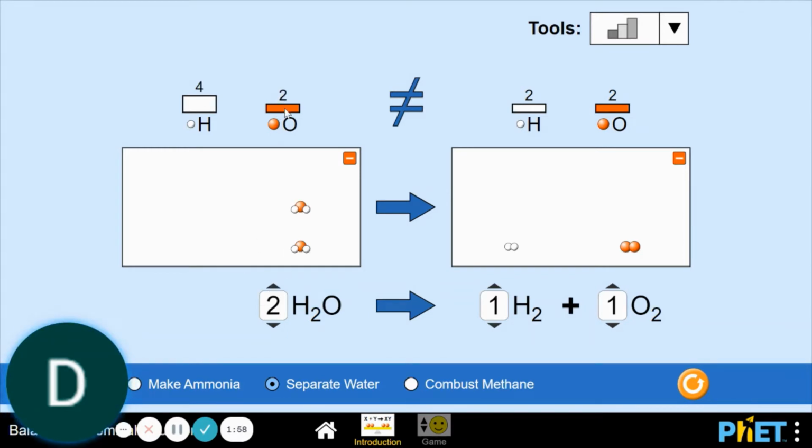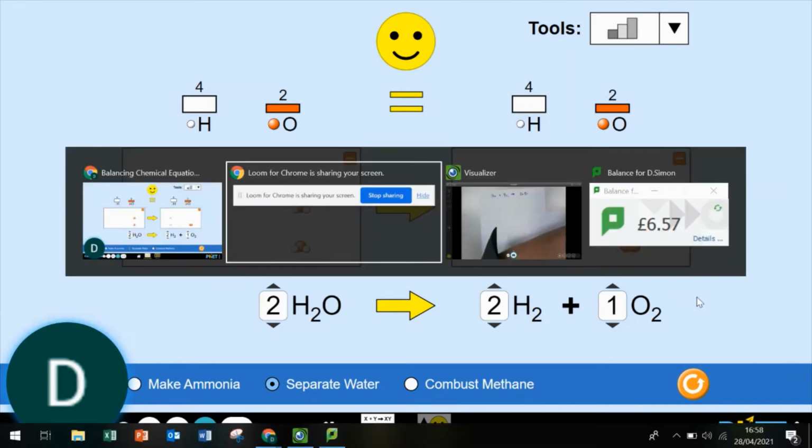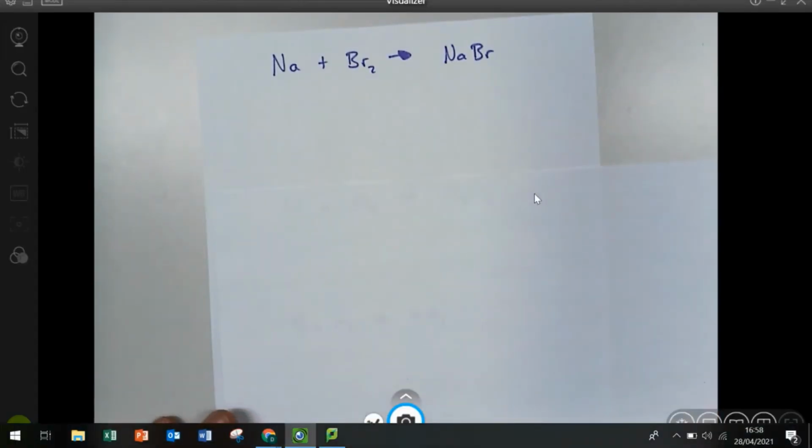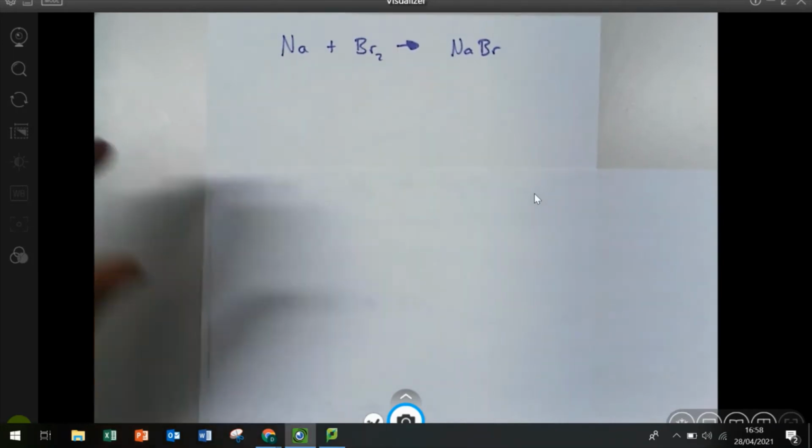Now you can see the oxygen, there are 2 before and 2 after. But what about the hydrogen? We've got 4 before and only 2 after. So that's not good enough. We need to balance it. So what we can do is add some more hydrogen to the product side. And look, now we see when we double the number of molecules, we've got 2 times 2 is 4, and that balances. So what does this look like on paper when we're actually doing it in our book?